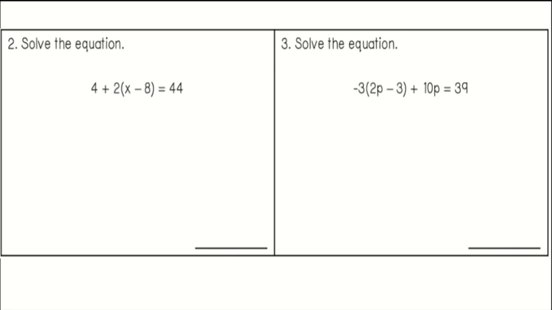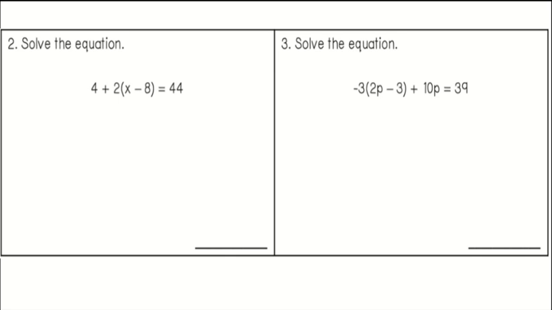All right. What you got, Riley? No. Who's got number 2? Aiden. What's the first step?